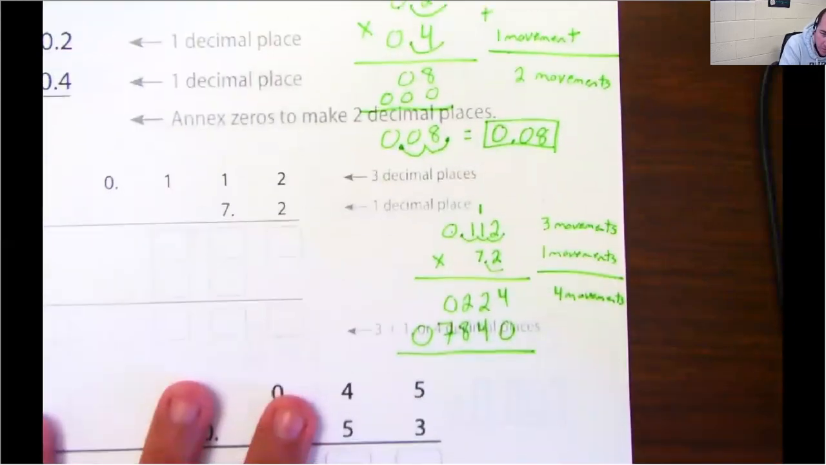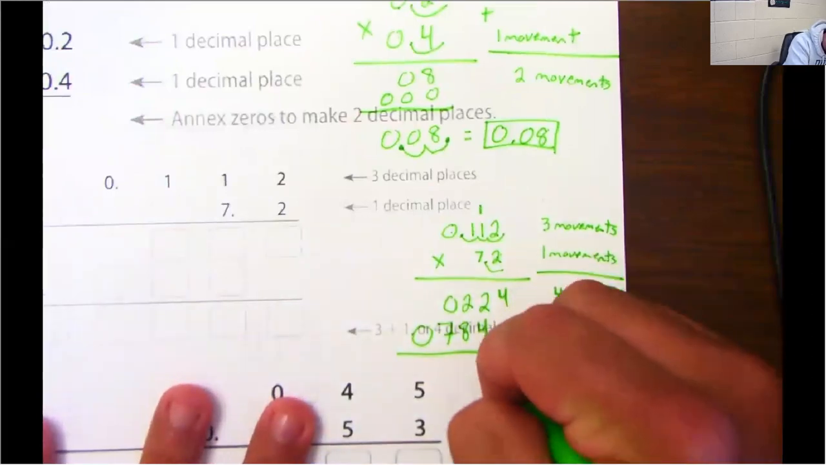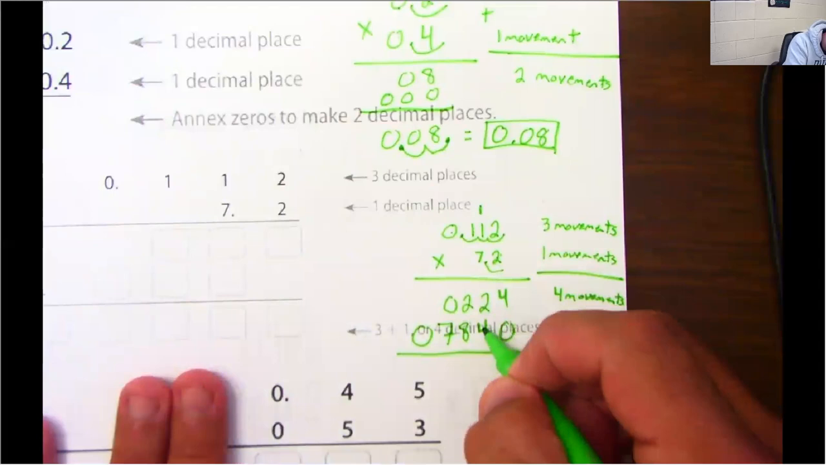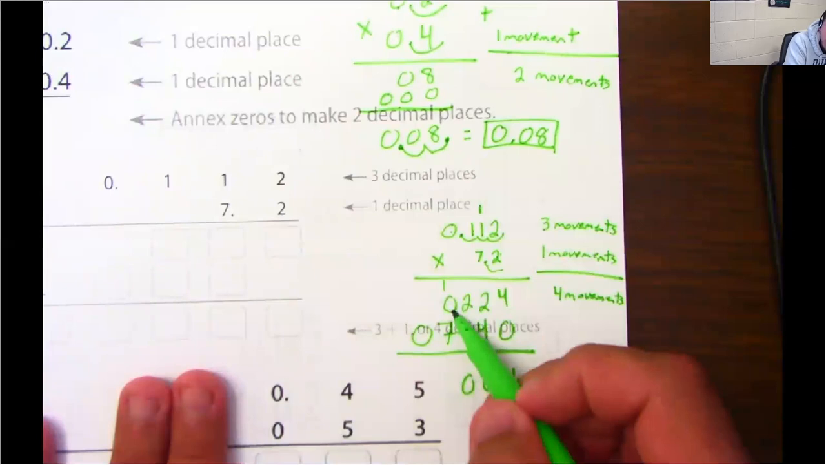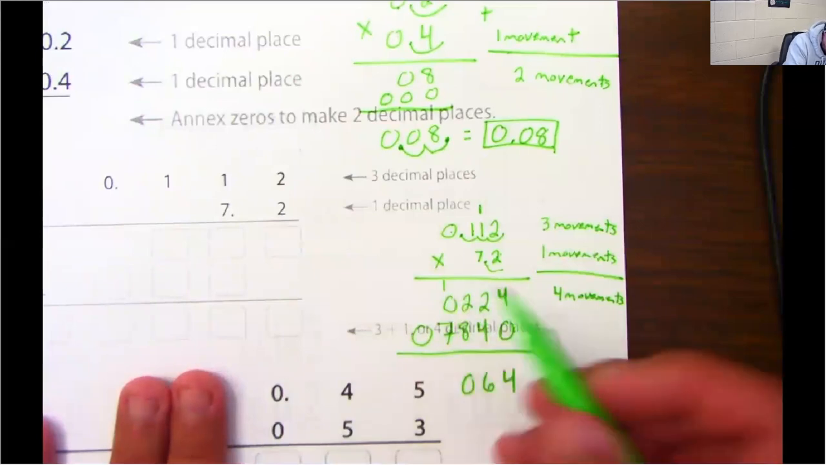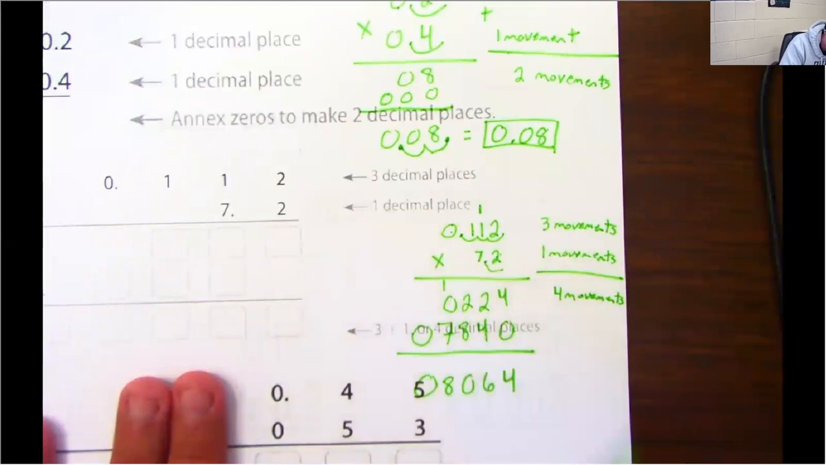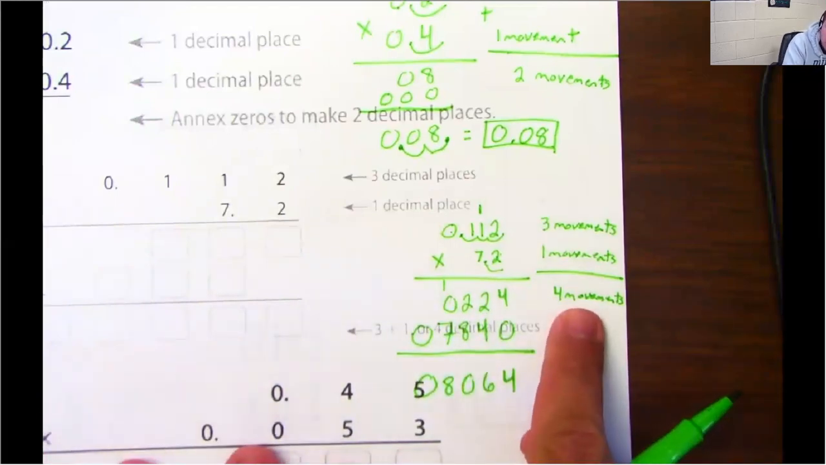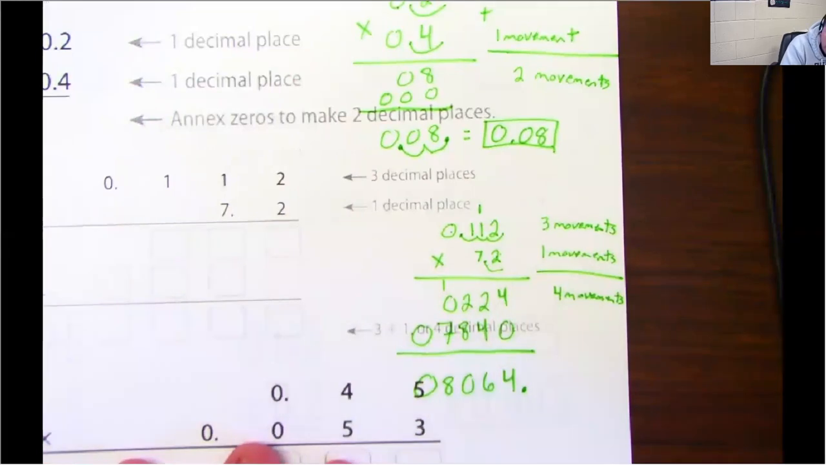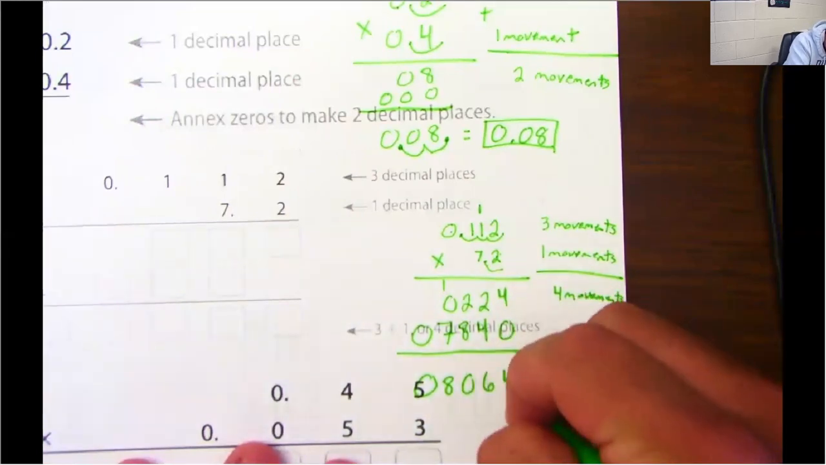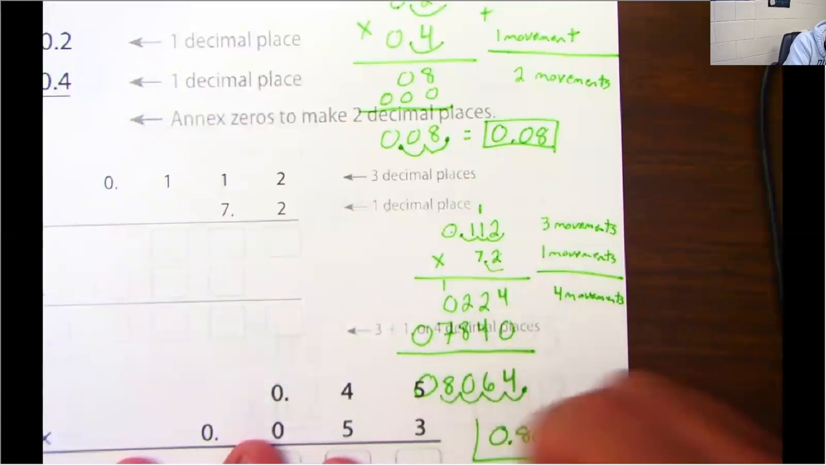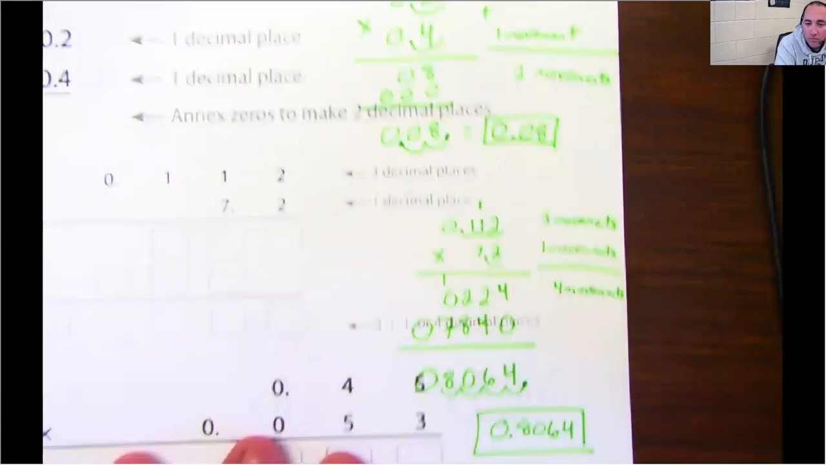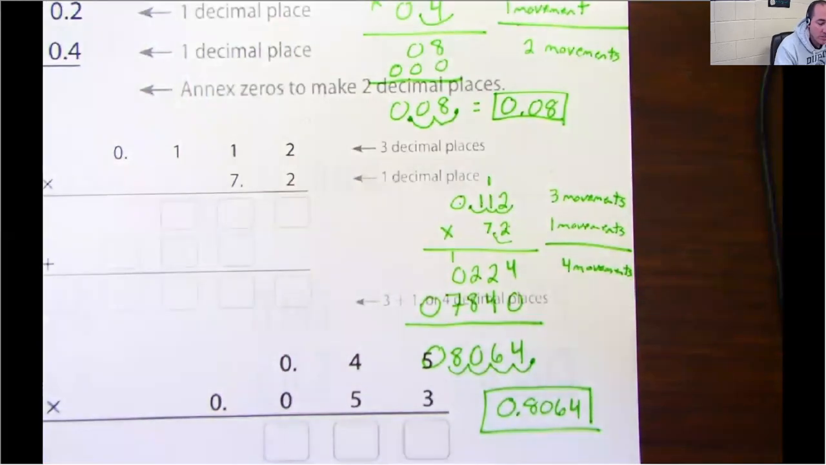Now you add straight down. 4 plus 0 is 4. 2 plus 4 is 6. 2 plus 8 is 10. 7 plus 0 is 7, plus 1 is 8. Bring down the 0. Now we had 4 movements, so take your decimal in the very back and move it to the left 4 times. 1, 2, 3, 4. Your final answer is 0.8064. That is literally it. You are done.